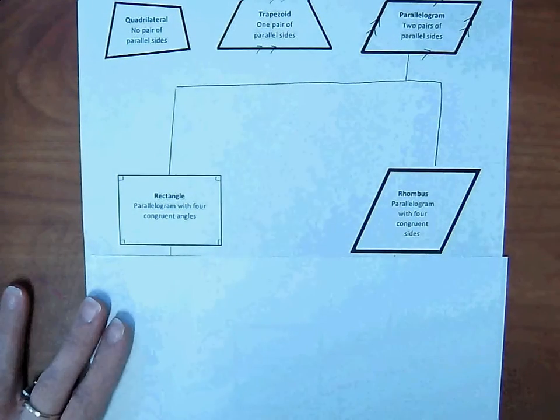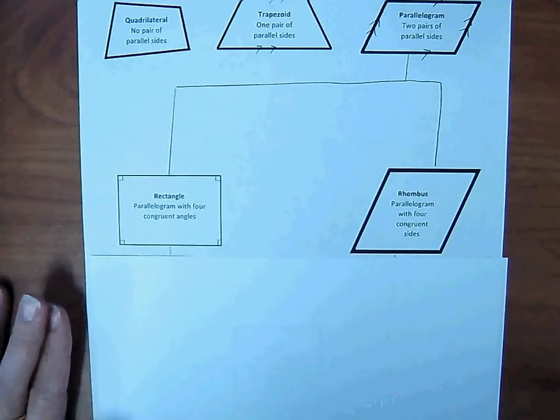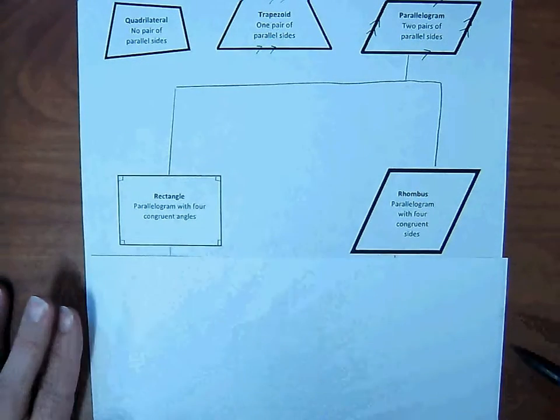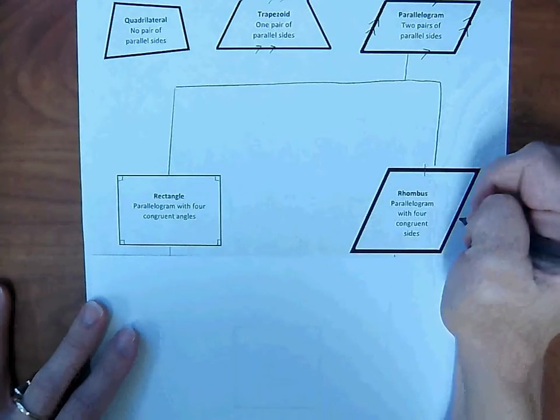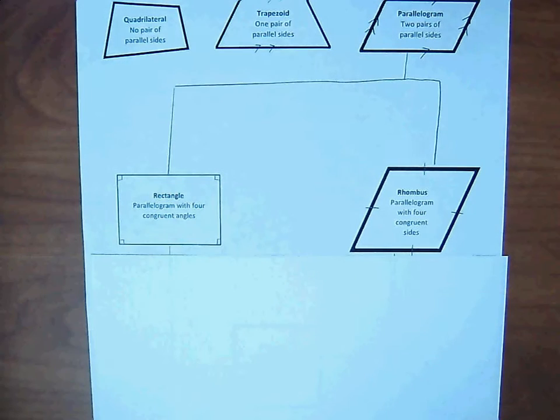And then you could have a rhombus, and that is a parallelogram with four congruent sides. Just the sides are the same. So this side, and this side, and this side, and this side all have the same length.